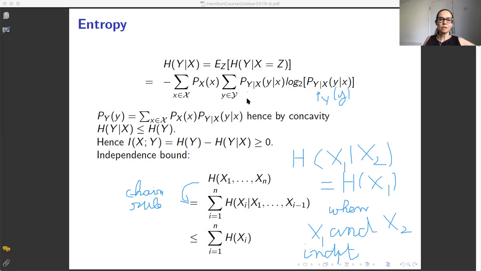This would also be p of y. Having this weighting out here by p of x wouldn't matter anyway, it's just summing weighted elements that all sum up to one, or negative weighted elements that all sum up to one. And therefore if Y and X were independent, this would just be equal to H of Y. So this independence bound tells me that the joint entropy of a bunch of random variables, which by the chain rule is equal to the sum of conditional entropies, is upper bounded by the sum of the marginal entropies of all the individual random variables.